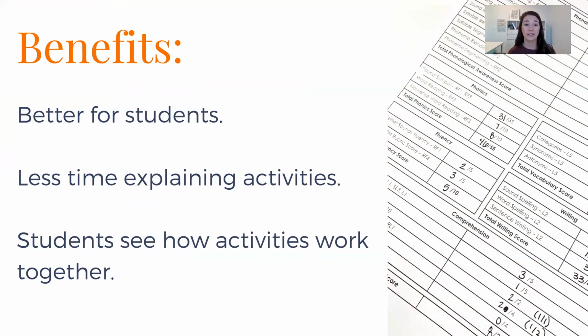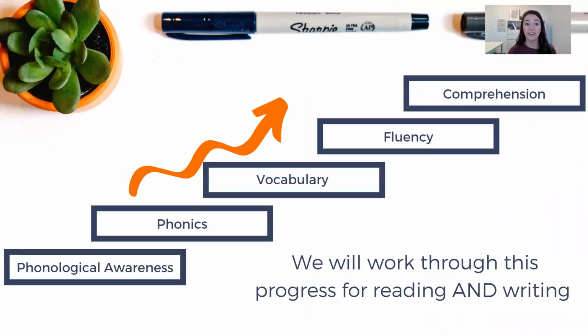The benefit of this is that it's better for our students. If we know what we're doing in our lesson in terms of what data needs to be tracked, we're not going to have to pull new activities every single week and go through the motions of explaining the activities and how it flows together. Students will see how it comes together because you've done the same flow every week. If we go back to this slide, if every week we're starting with a reading-based phonological awareness task, then phonics, then vocab, then fluency and comprehension, then we do the same thing for writing.